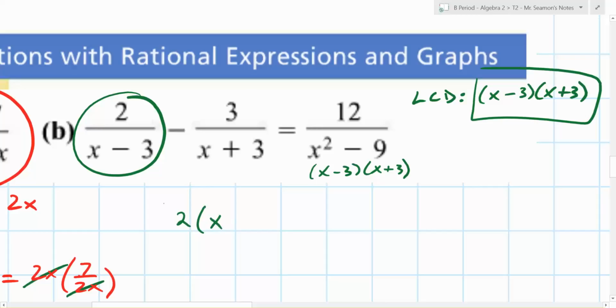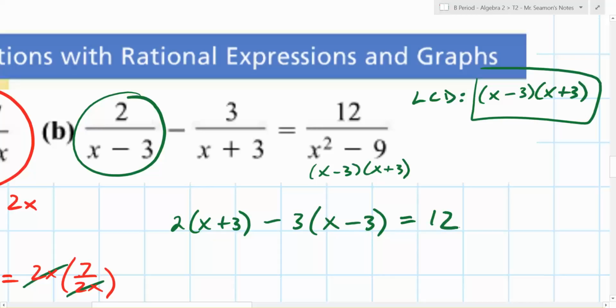Okay, we're going to do it out then. 2 times x plus 3. Exactly. The x minus 3 cancels. You see that, everybody? What about this next one? Minus 3 times what? Minus 3, because that's the one that's left, because the x plus 3 cancels. And what does it equal? 12. Is that a lot easier to solve?